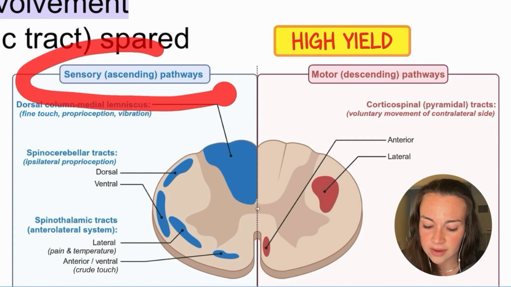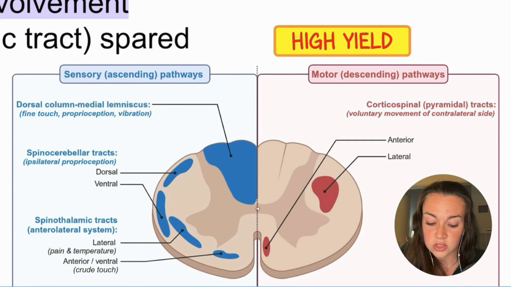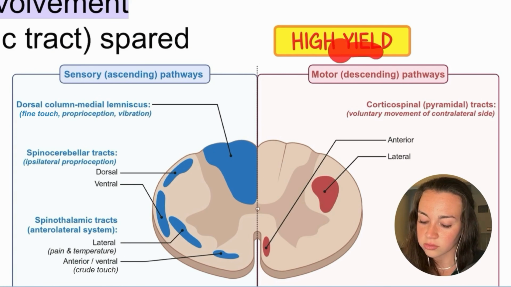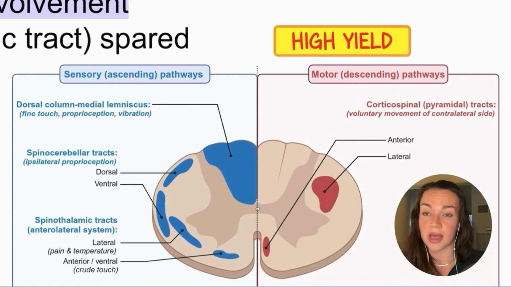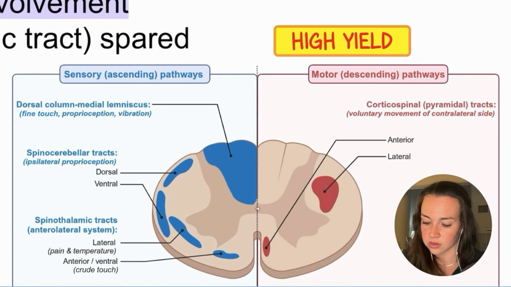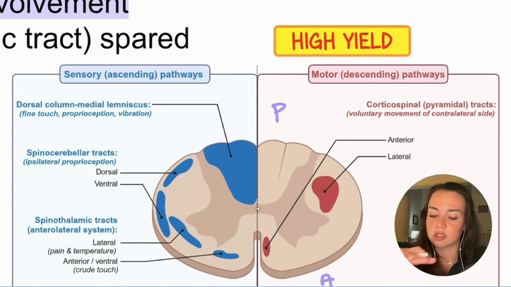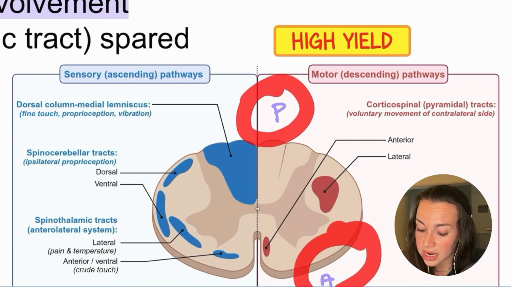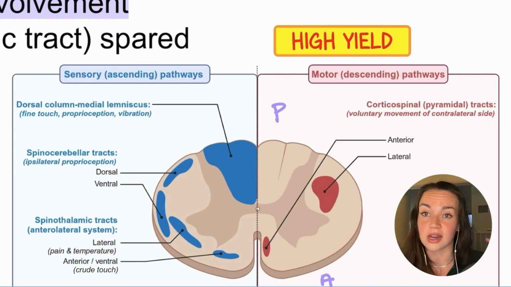On the left here, we have our ascending pathways. These are sensory pathways that take signals from the periphery and send them up to your brain. On the right here, we have the relevant motor pathways. These are the descending pathways that take signals from your brain that tell your body to move and send them down. So here's the posterior aspect of the spinal cord, here's the anterior aspect, and we're just looking at an axial cross-section across the spinal cord. Don't get confused by this posterior-anterior thing. It's not the same convention as a CT scan.